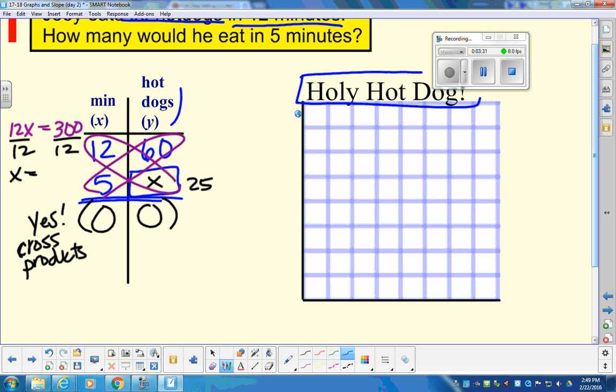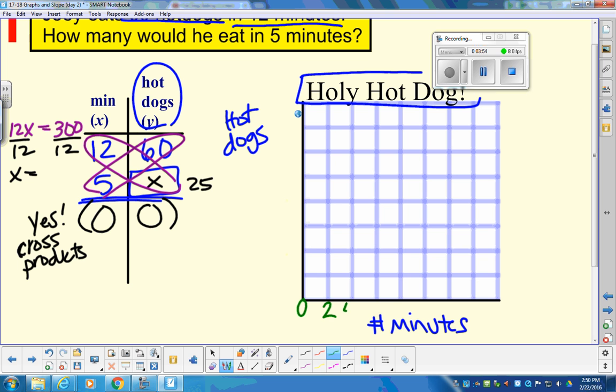On the y-axis, we know that we have the number of hot dogs. On the x-axis, we have the number of minutes. The number of minutes ranges from 0 to 12, as you can see. We have 0, 5, and 12 on the x-axis. So we're going to go by 2s. We'd say 0, 2, 4, 6, 8, 10, and 12 for the number of minutes.